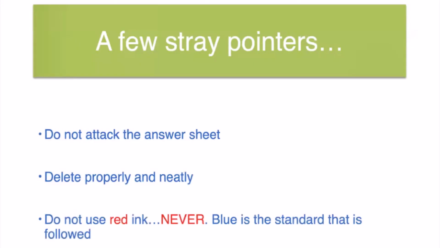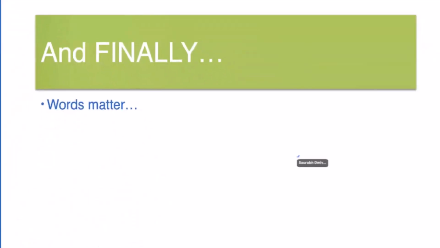Do not use red ink, not even for highlighting. Never. Blue is the standard that is followed. So red, pink, and analogous colors are not to be used. They are the prerogative of the paper checker, the evaluator, not the examinee. And finally, yes, words matter. Do not go with the presumption that what you write is not read. Everything is read by and large, okay? And on that basis, you get your marks. So words matter. Word limit matters. This is not English literature. You are into law.